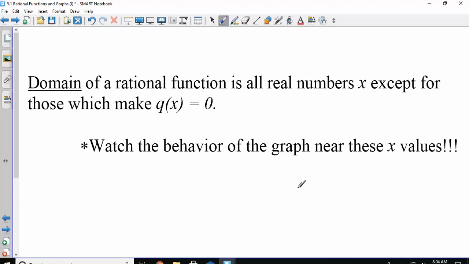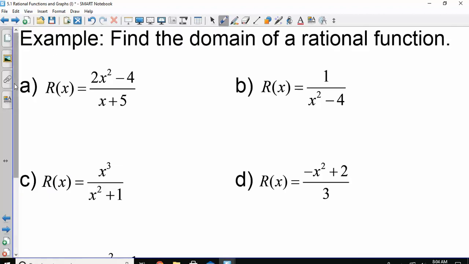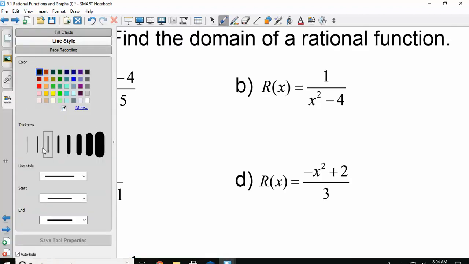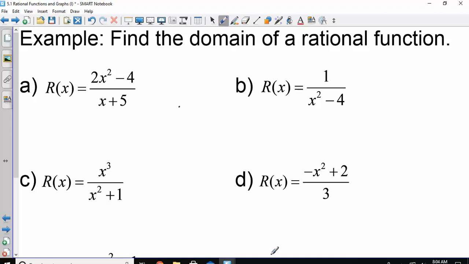Those places where the denominator is 0, that's where our graph is going to do some different things when we get into the graphing piece. So I want to start just practicing finding the domain. When I ask for the domain, you don't have to simplify anything first. It doesn't matter if something would factor out and cancel, because if it's in the denominator in the original, we have to go ahead and say it can't equal 0.